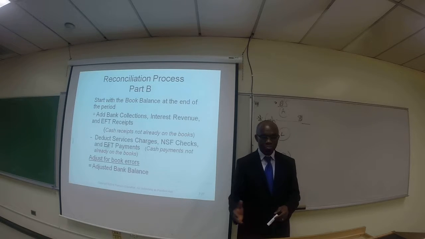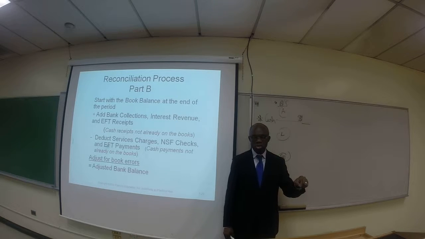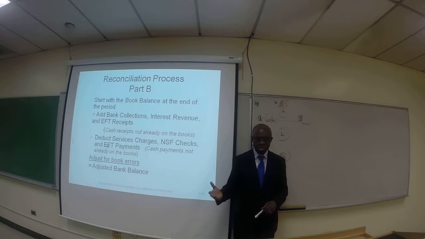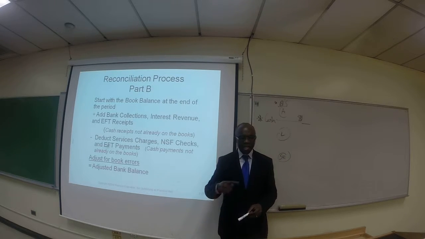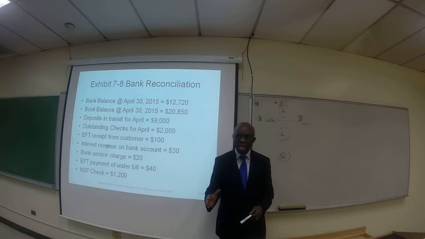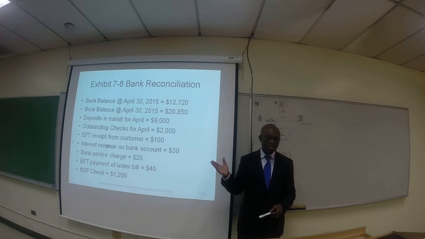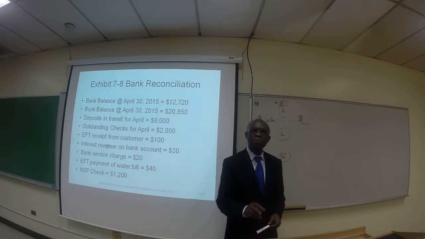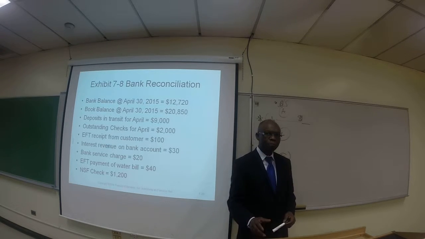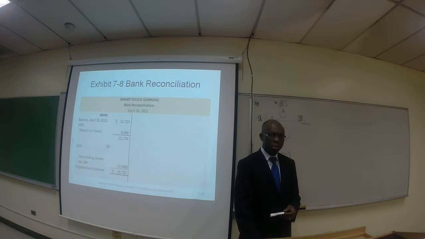Now, part B, we start with the book balance at the end of the period and add bank collections, interest revenue, and EFT receipts. We deduct service charges, NSF checks, and EFT payments, and adjust for any book error. Then we come up with the adjusted balance. So that is basically another way of explaining what I just explained to you. And take a look at Exhibit 7-8. Here is the information that you need, and we can use this to play out the bank reconciliation.